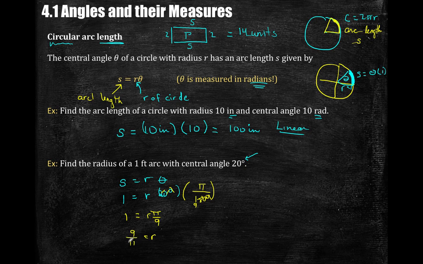9 divided by 3-ish, which should be a little bit smaller than 2. Check me on your calculator. I think it's 2.86. Hey, what are your units? This was 1 foot. So remember, once I've converted to radians, this is unitless. 9 over pi is unitless. So I still have my times 1 foot here.